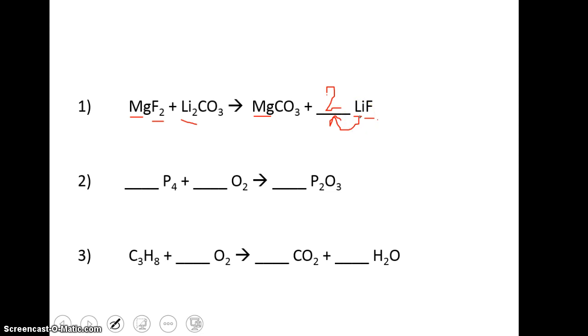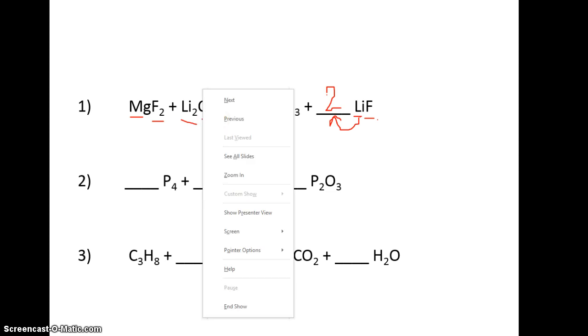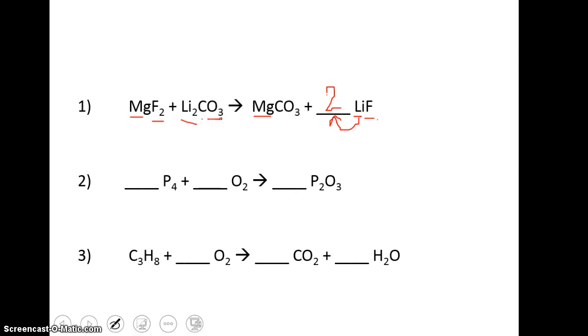Then notice this, we've got CO3. This is a polyatomic ion. And since the polyatomic ion stays together, we are going to balance it together. There's 1 CO3 on the left and there's 1 CO3 on the right side of the arrow. So this is now balanced. Let's try the second one.